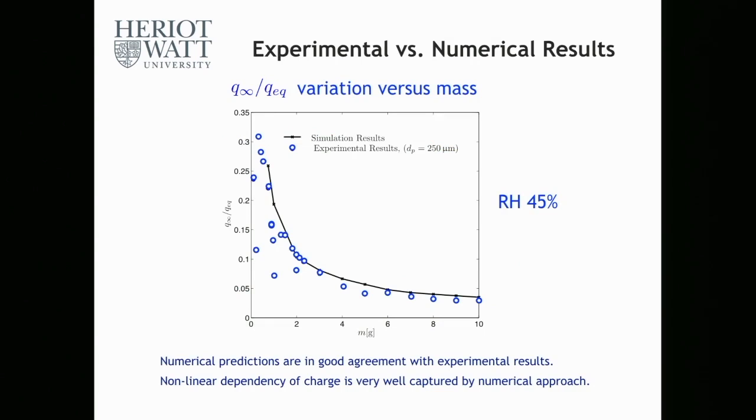Here, this is the charge ratio, Q infinity over Q equilibrium, versus mass at a constant humidity level. The dots here refer to experimental results, and the line is our simulation results. As we can see, we can capture the nonlinear behavior very well, and we also have a good agreement with the experimental study. There are some discrepancies for really small mass, but it is really difficult to measure charge when you have a really small amount of particles.